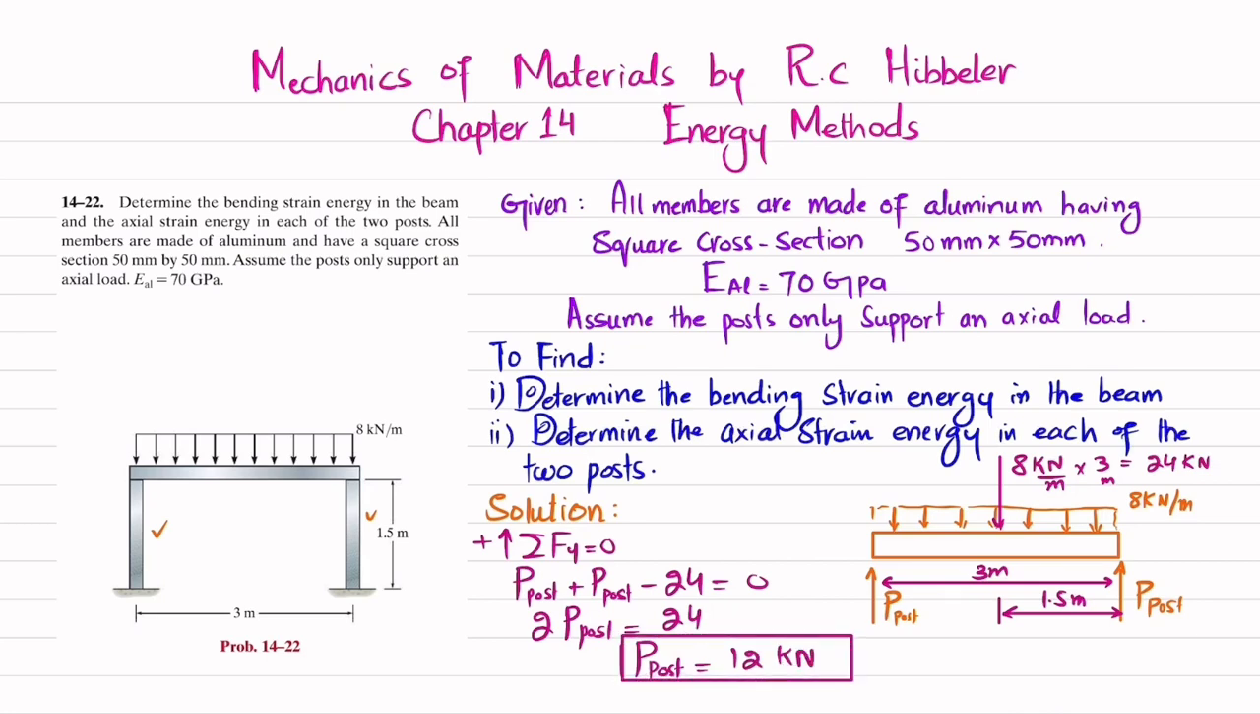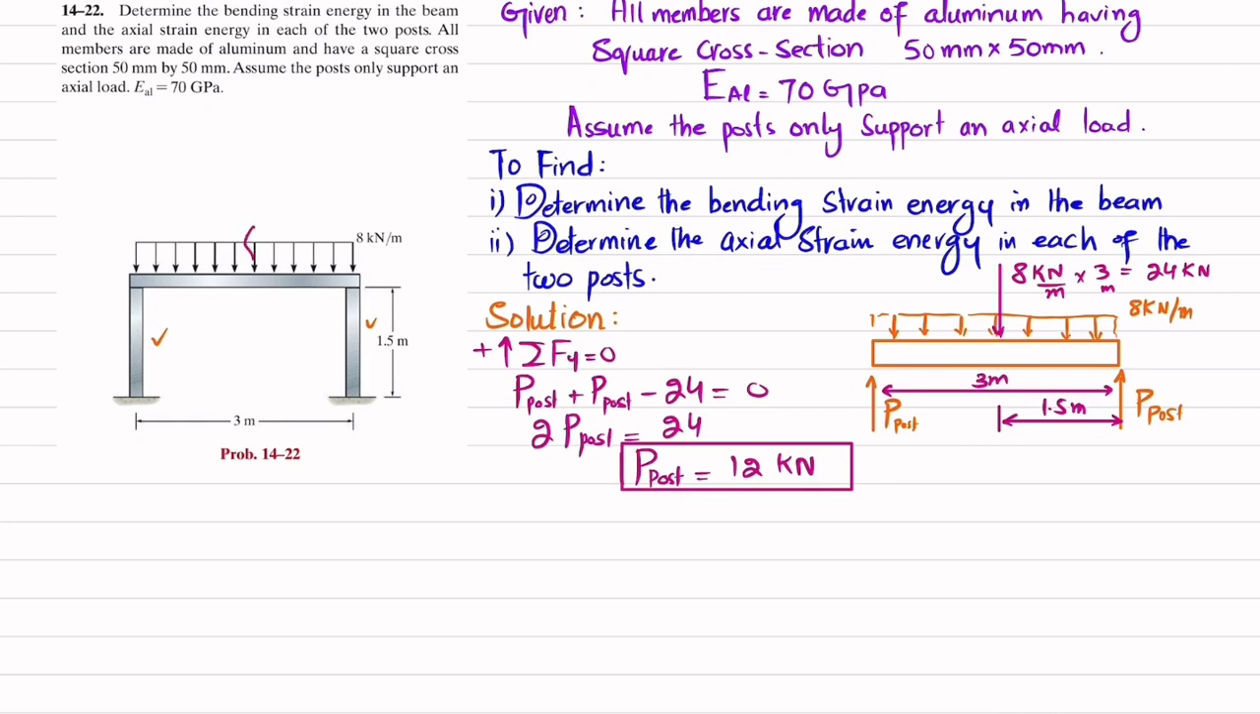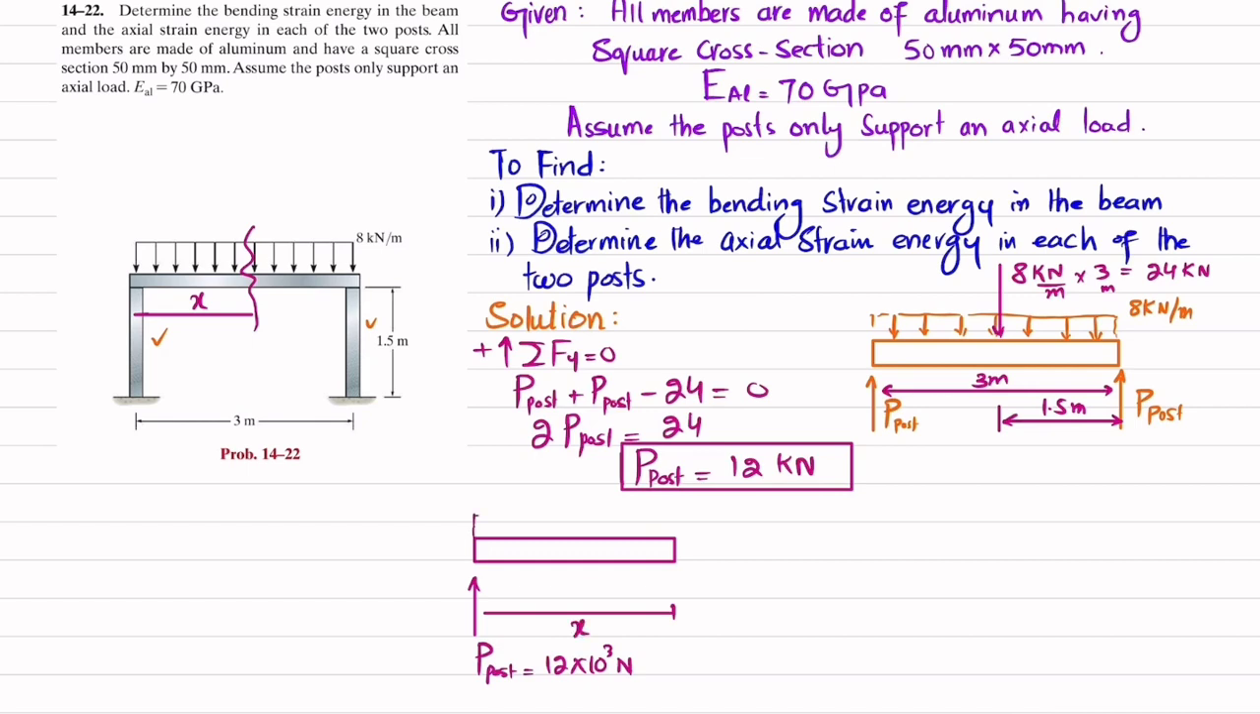Clear? Now we will move further, and what we will do is cut this beam at any length x. We will draw the free body diagram in order to find the equation for moment. So look, you can see this is the beam. Here we have one load P of post, which is equal to 12 into 10 to the power 3 Newton. The total length of the beam where we cut it is x, and there is a uniformly distributed load on this, which is 8 kilonewton per meter. When you cut it, you will have a shear force and a moment. This is your point 1.